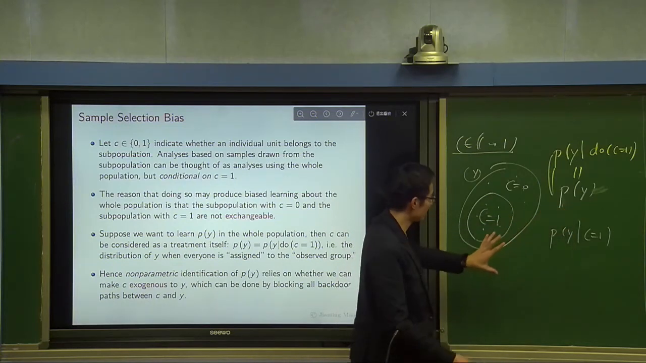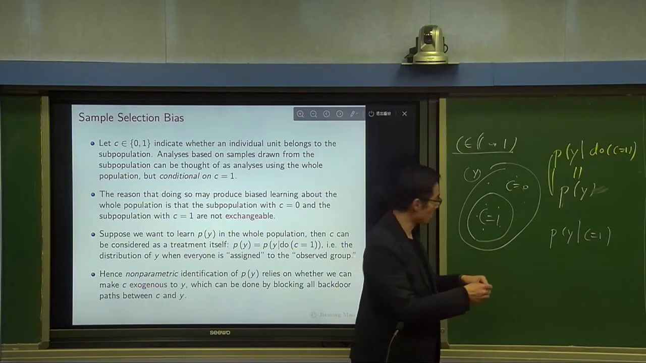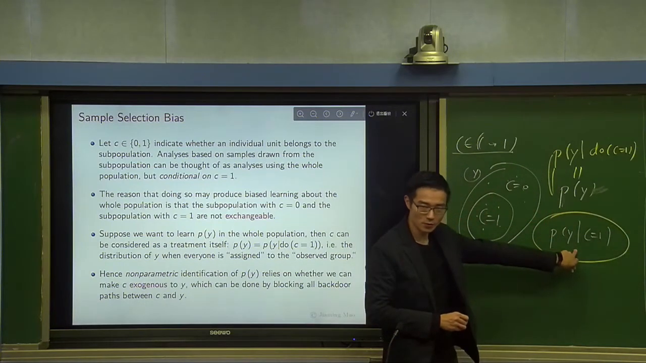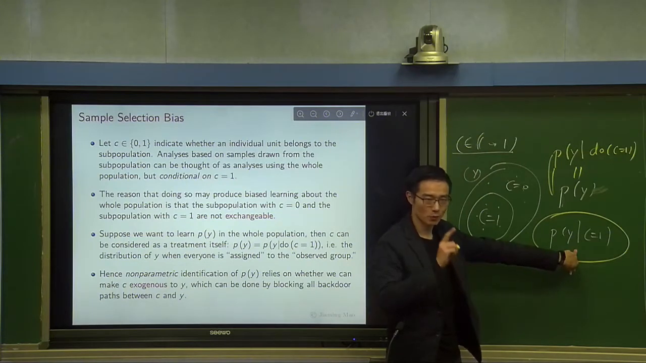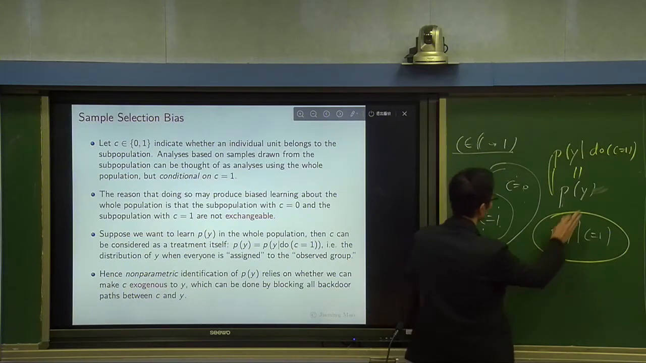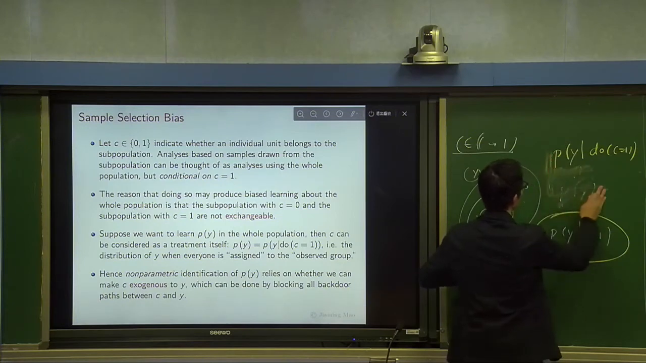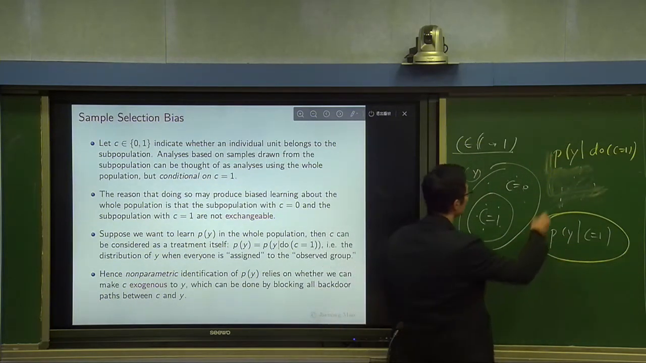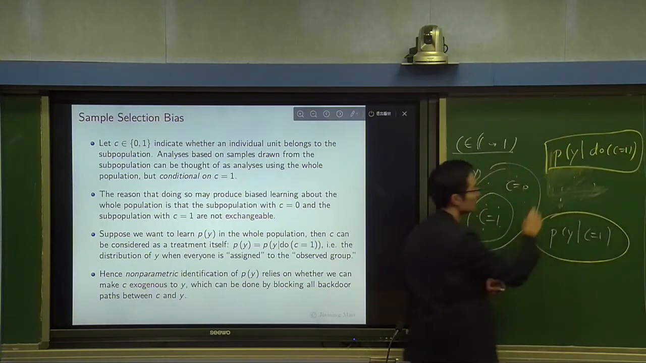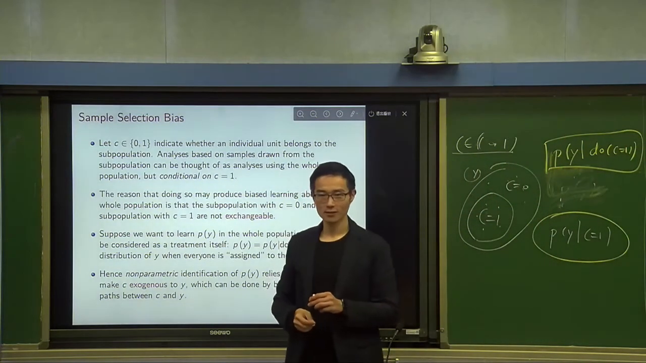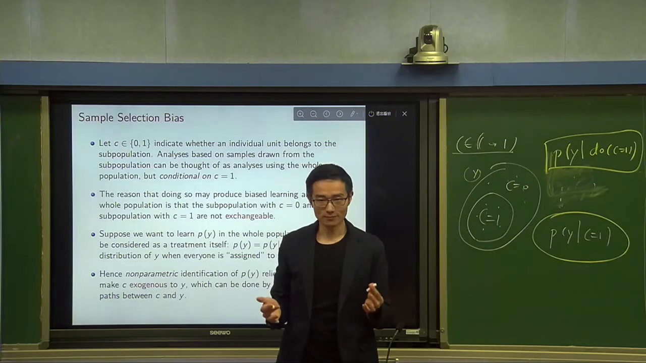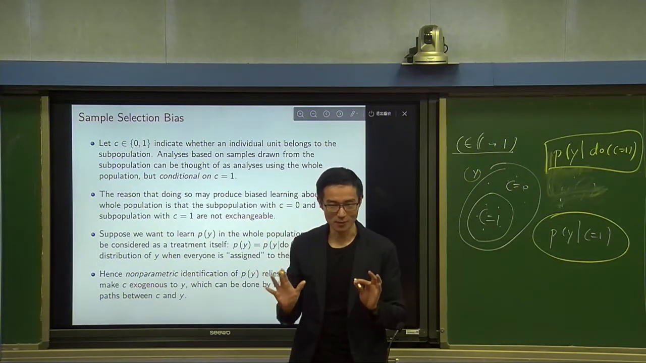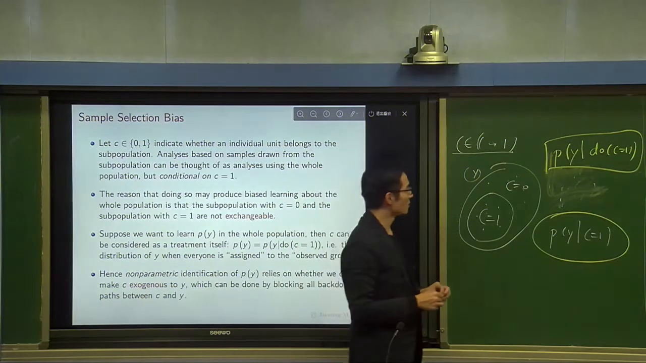So now, what is the problem? The problem is we only see p of y conditional on c equal to 1. But what we would like to know is p of y conditional on do c equal to 1. So we see this, but we want to know this. That's a restatement of the problem. How do we do that?